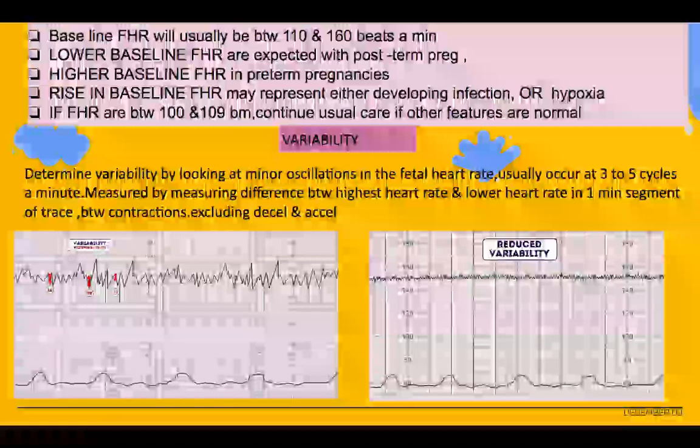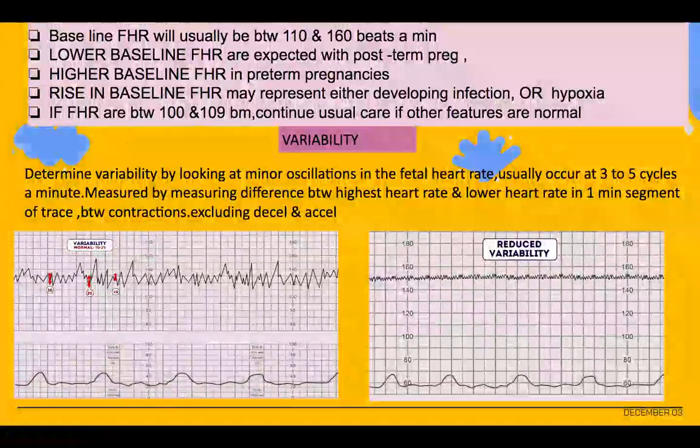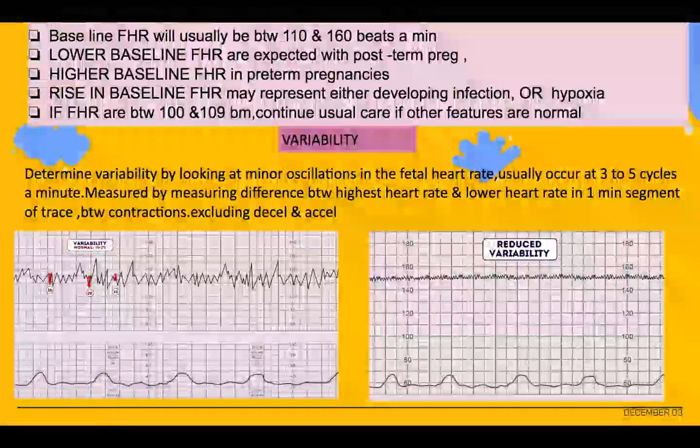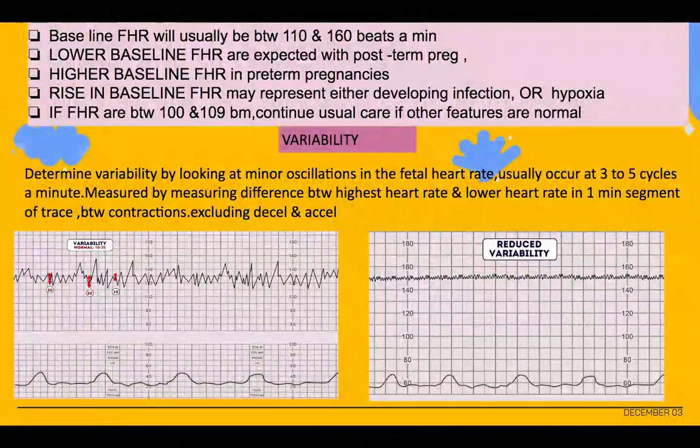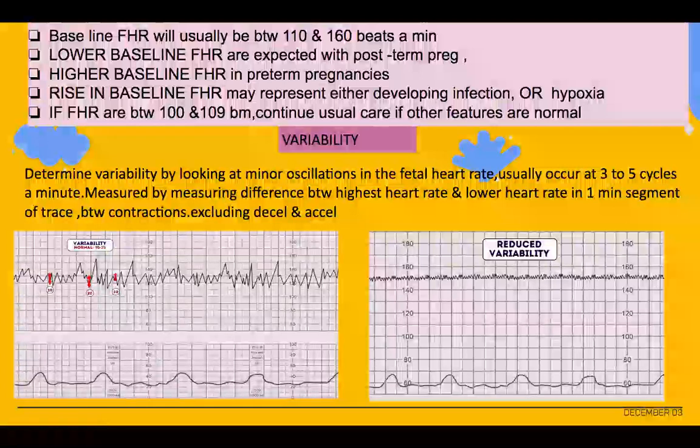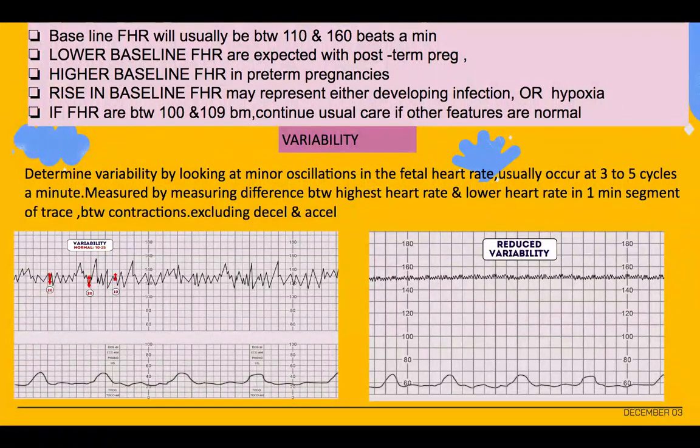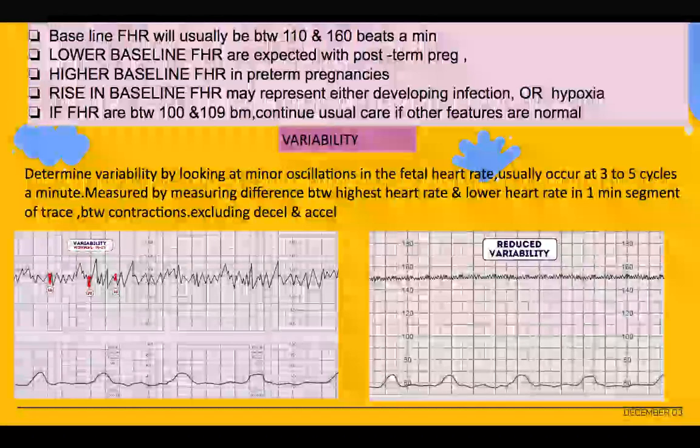So this CTG is showing the reduced variability. You can see that there is no variability, everything is just going in a straight line. So the variability is reduced. Amplitude is very less. It is almost finishing in less than 5 beats per minute. Like 140, 150 is in between, and then there is a 160. So it's around 151, 152, 151, 152. So this is the reduced variability, right?